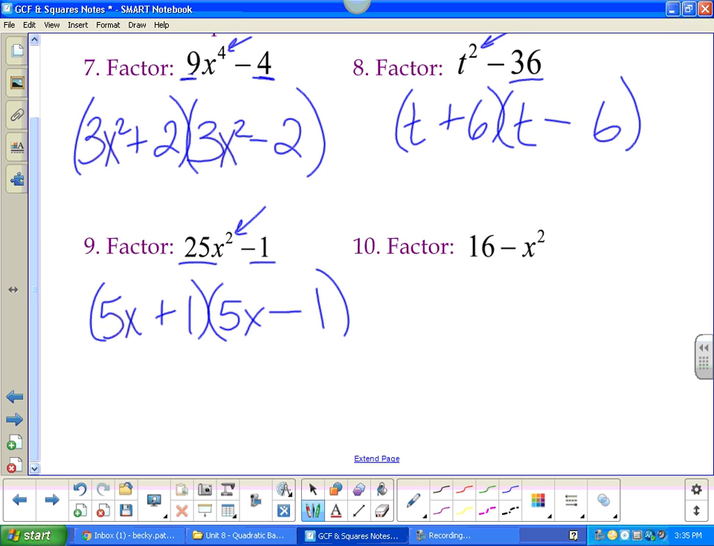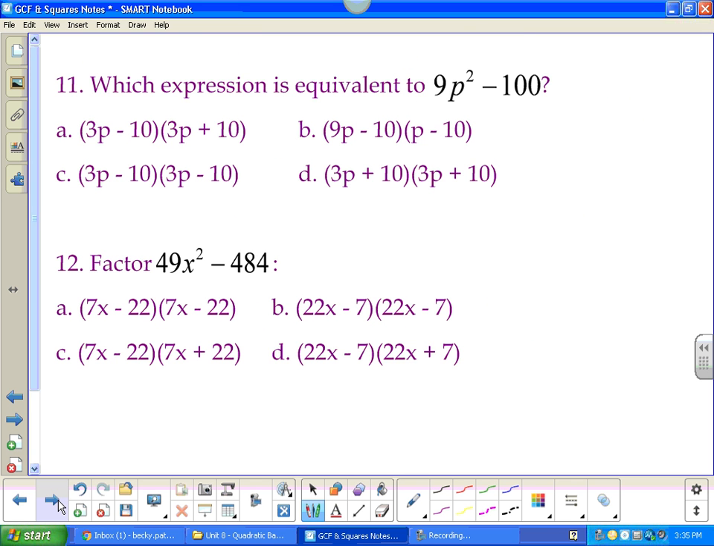Number 10, these are 2 terms. They have a minus sign in between them. 16 is a square, and my power is even. 16 comes in the front, so when I go 4 and 4, that part goes in the front. X squared's in the back, cut it in half, that'd be x and x. 1 plus, 1 minus. Okay, this is what it looks like multiple choice.